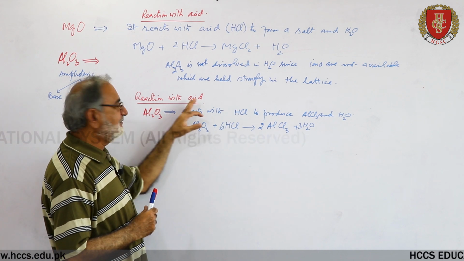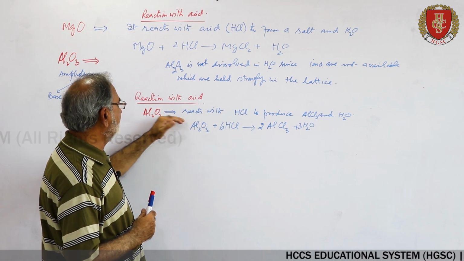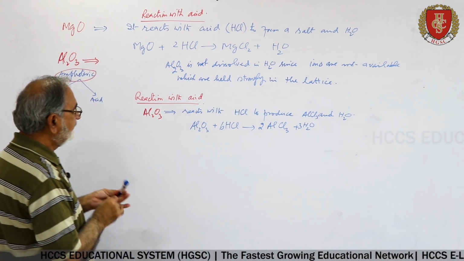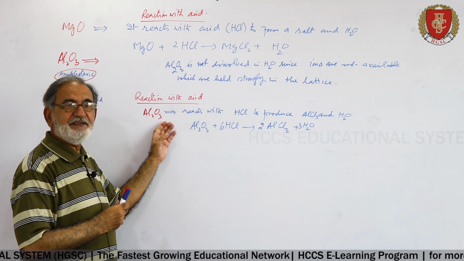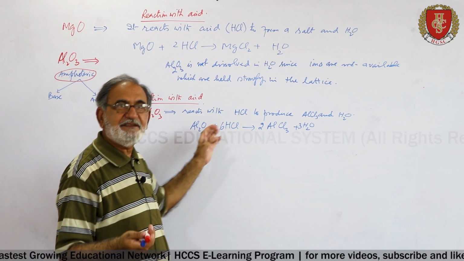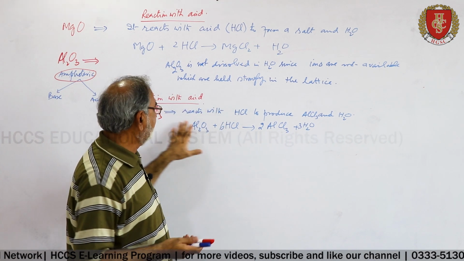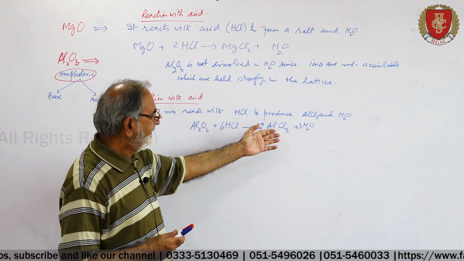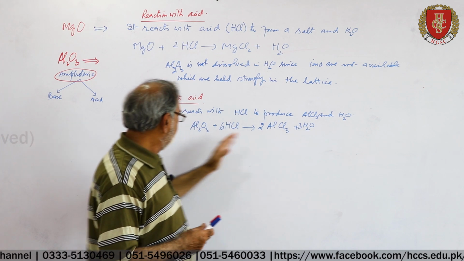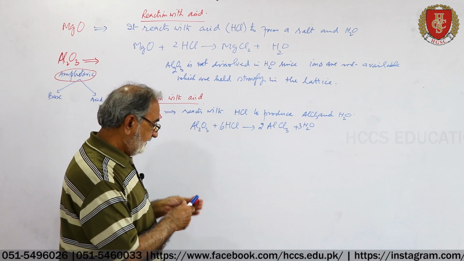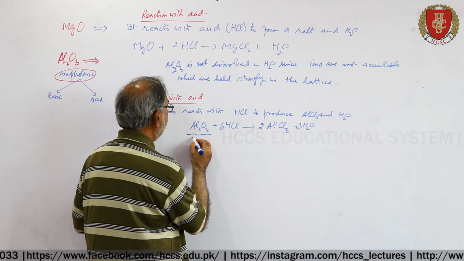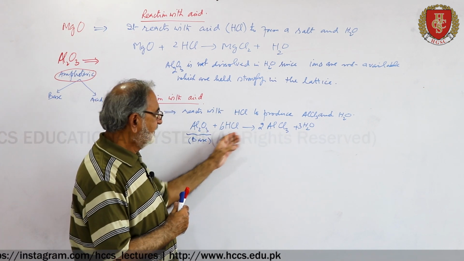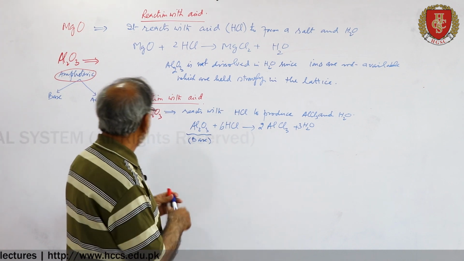The reaction with acid, that is the aluminium oxide, since it is amphoteric, so it can react with acid as well as with base. ये बेस के साथ भी रिएक्ट करेगा, एसिड के साथ भी रिएक्ट करेगा। तो लिहाजा एलुमिनियम ऑक्साइड जब HCl के साथ रिएक्ट करता है तो यहाँ भी साल्ट और वाटर बनेगा। जैसे Al2O3, here it is acting as a base, so it combines with acid to produce salt and water.